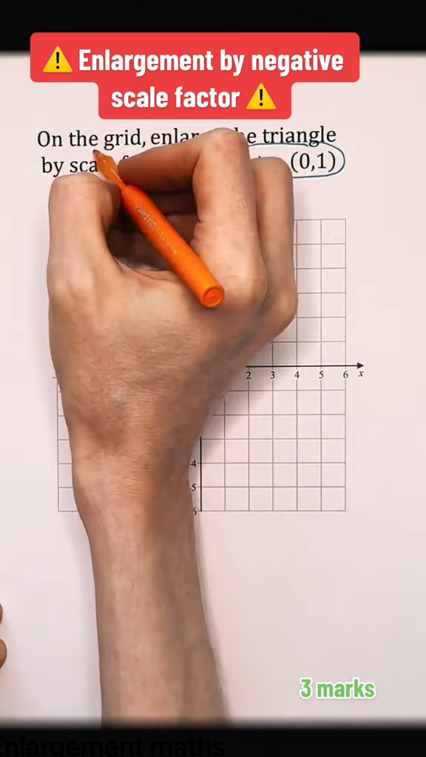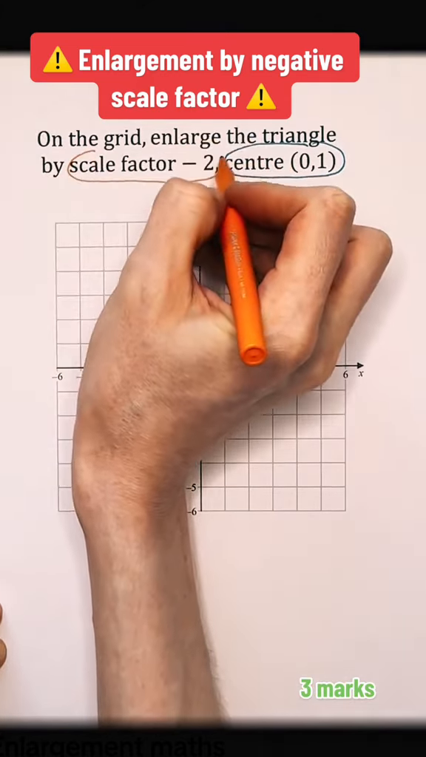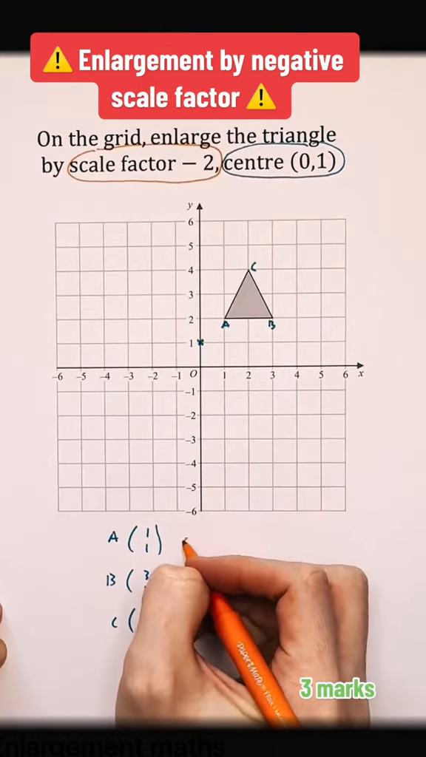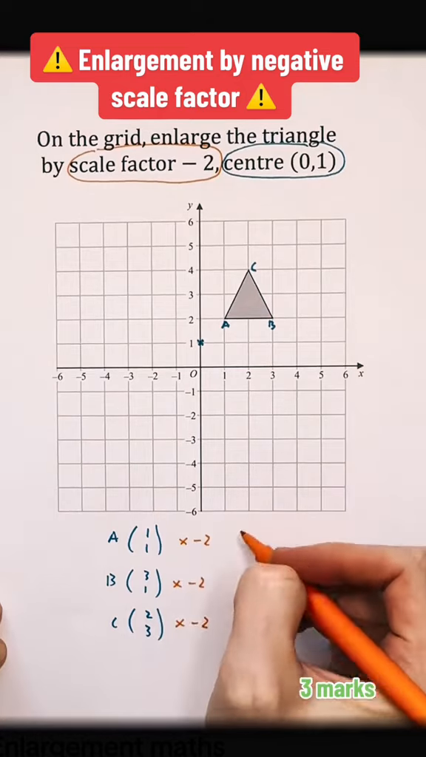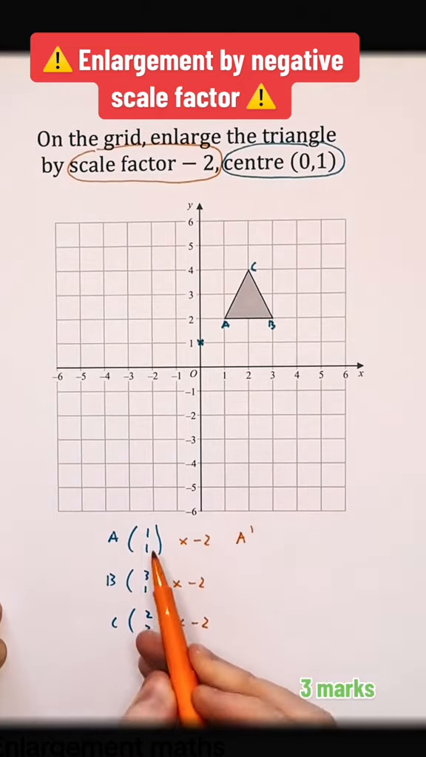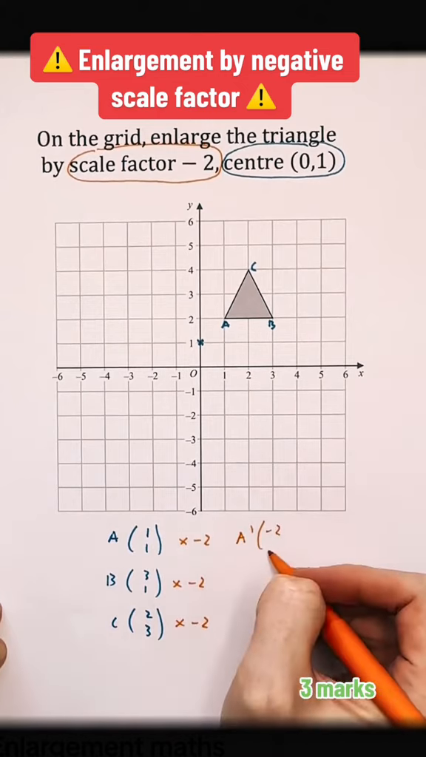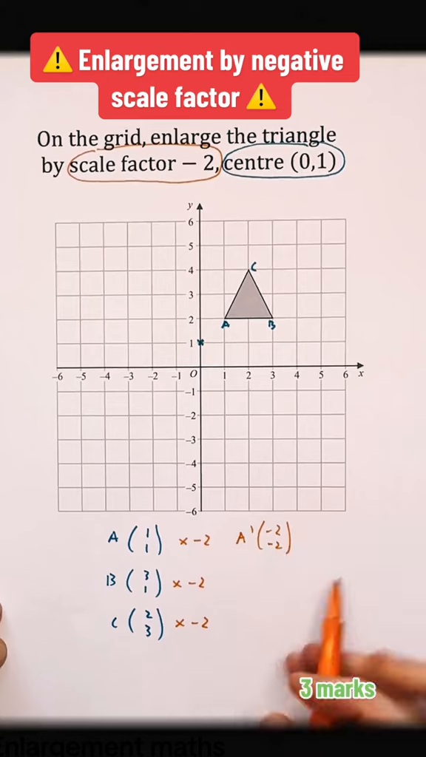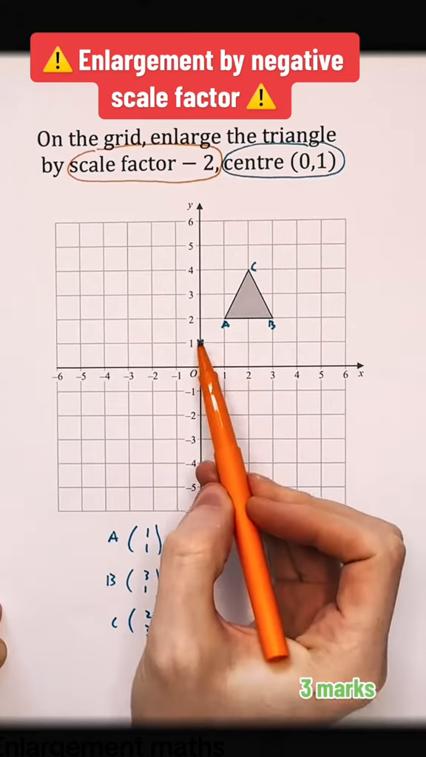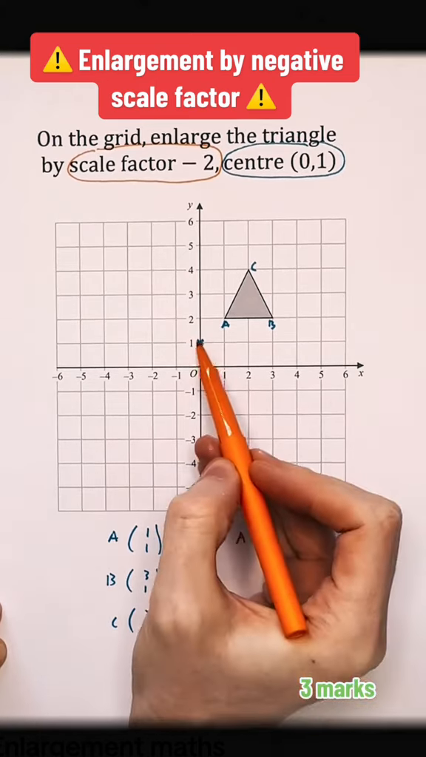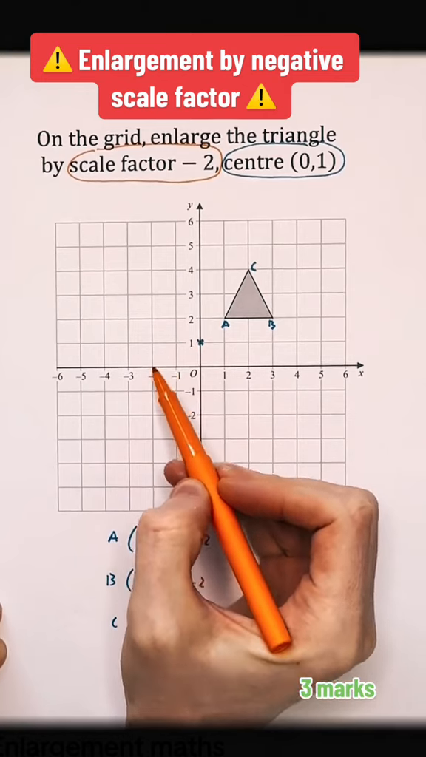I now multiply by the scale factor, which in this case is -2, to find the new location of each of my vertices. So my new A dash, 1 times -2 will be -2, and 1 times -2 will be -2. So my new A dash from my centre of enlargement will be -2, -2. So -2 means 2 to the left and 2 down.